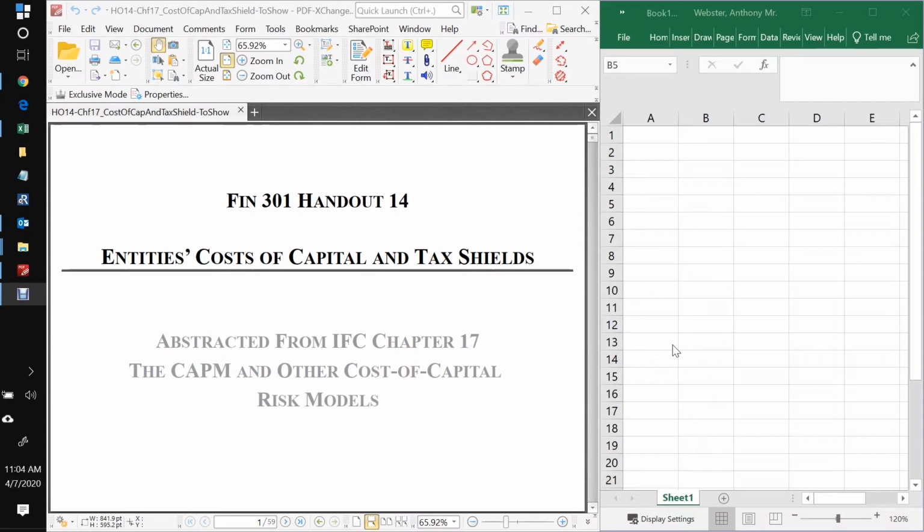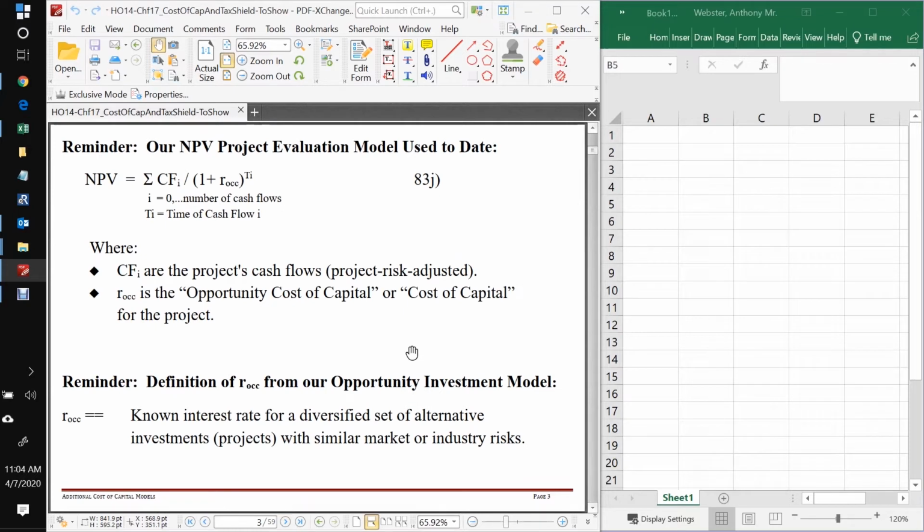All right, so with that, let's not waste any more time. Let's just jump right in. Okay, so here we are in handout 14, which is going to be all about costs of capital and tax shield for entities. So as usual, let's jump right in.